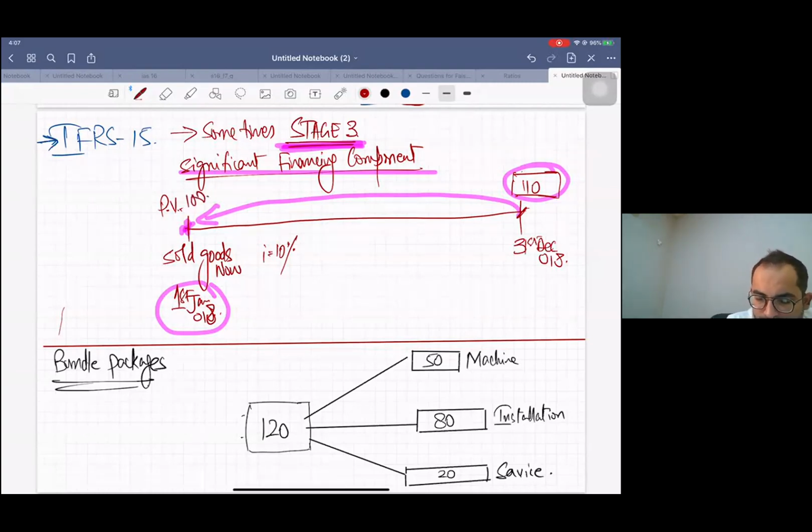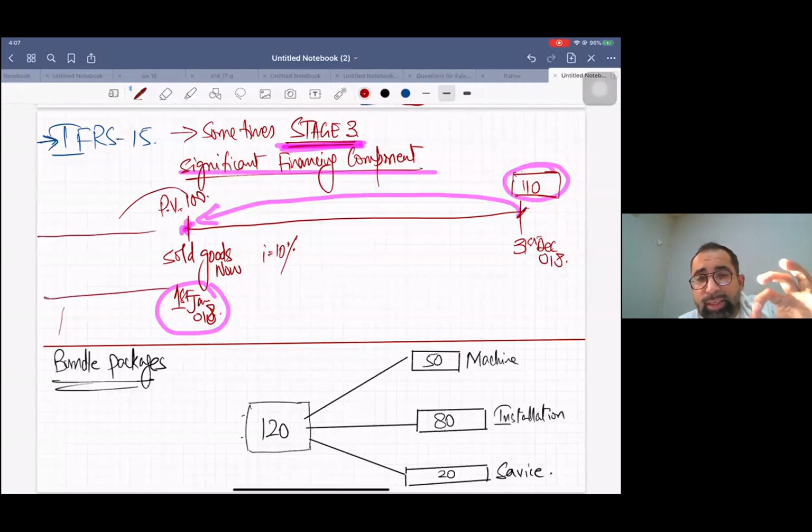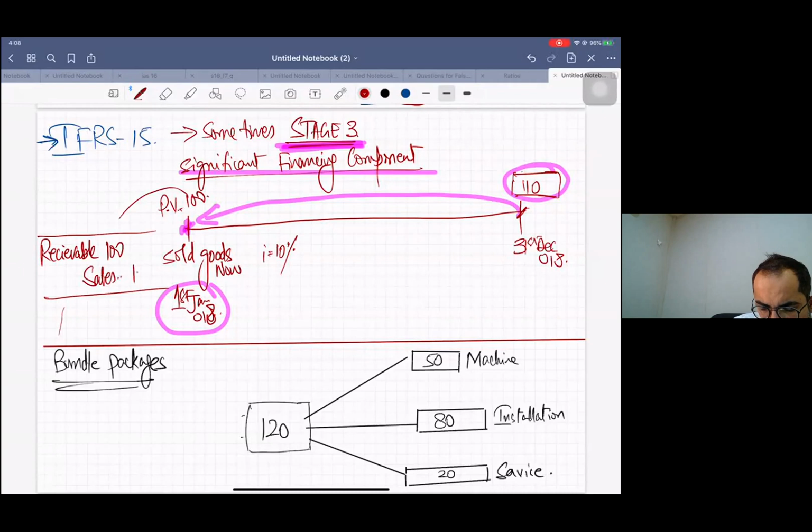So the first entry which you make, just think, it's like credit sales. The entry of credit sales is debit receivable 100 and credit sales 100.